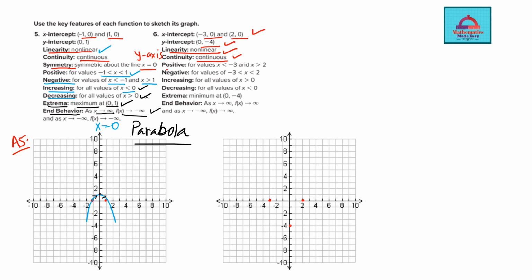Now when is the graph positive? For x less than minus 3 and x more than 2. So x more than 2 means this side, so it is going to come up, and x less than minus 3 means this side, it's going to go up. So I know this side it is above the x-axis because it's positive. However, the graph is going to be negative in between minus 3 and 2.